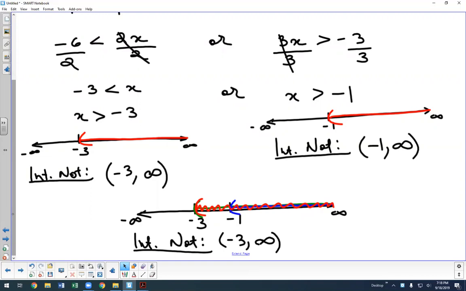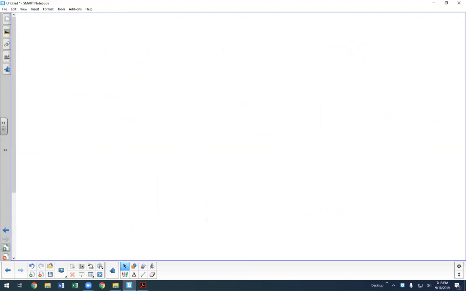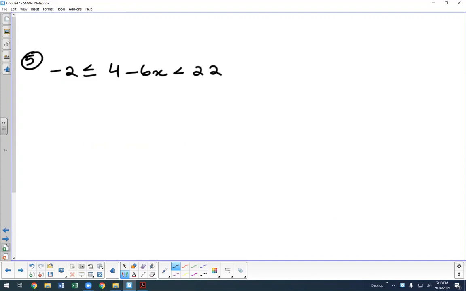Number 5 is actually an and inequality. This is actually a different way of writing an and inequality. Because the way it is set up, you will actually get a number which will be sandwiched between two numbers. So you've got -2 less than or equal to 4 minus 6x less than 22. So the goal here is in the middle portion, you want to isolate the x. You want to get that x by itself because it's going to end up looking something like this.